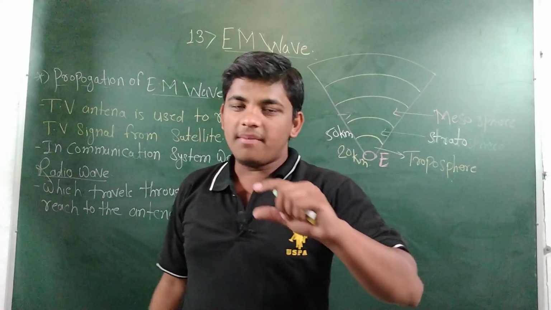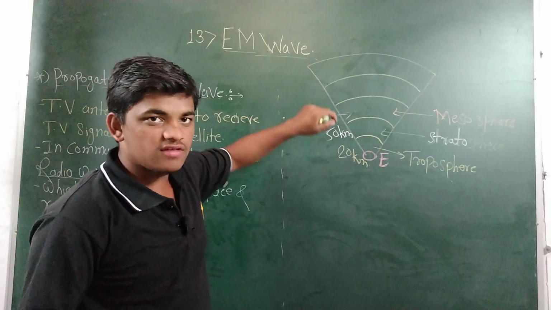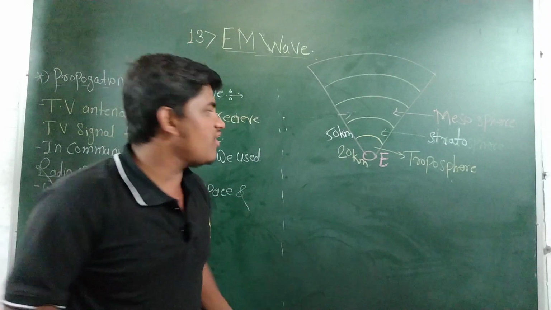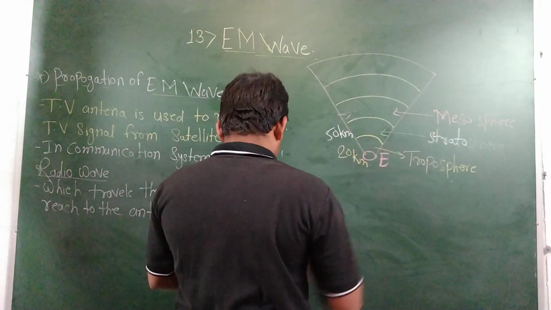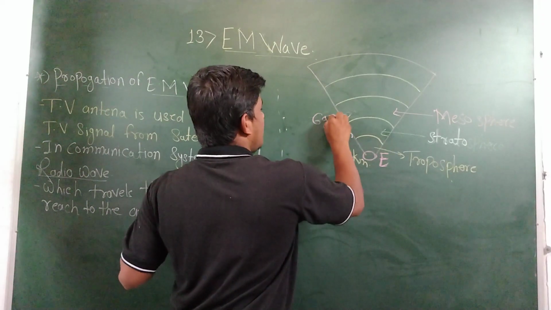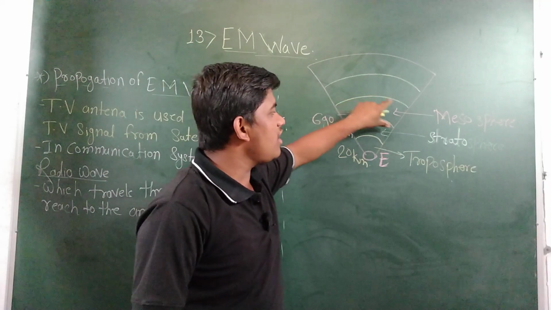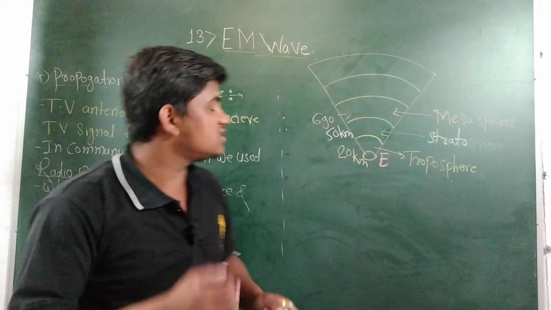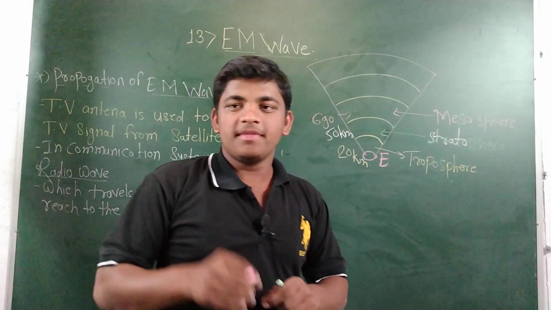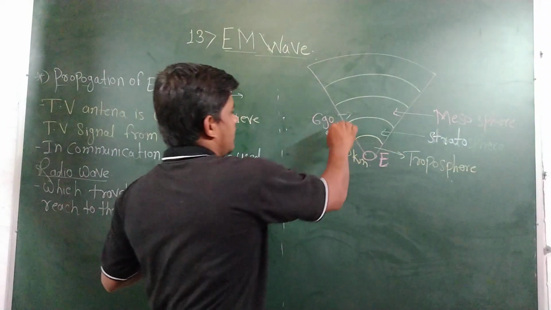The range of that particular sphere increases when we are moving away from the earth's surface. The mesosphere's thickness is 690 kilometers. The distance between the two boundaries of the mesosphere, the thickness of the mesosphere, will be 690 kilometers.